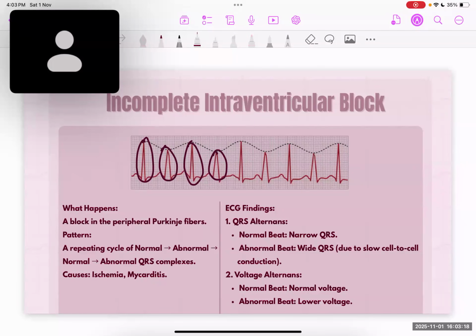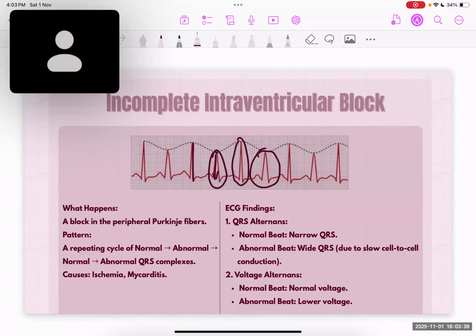And then for voltage, what's going to happen is that this one's the normal one, and then it's going to decrease. So the normal beat, you're going to have a normal voltage, and the abnormal beat, your voltage also decreases, and your QRS is normal, and then it gets wider.